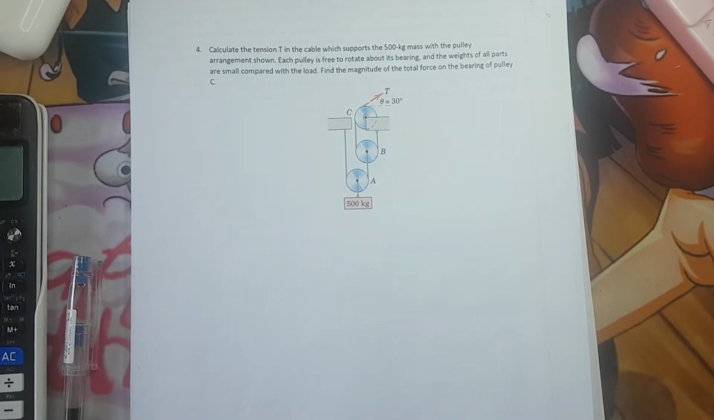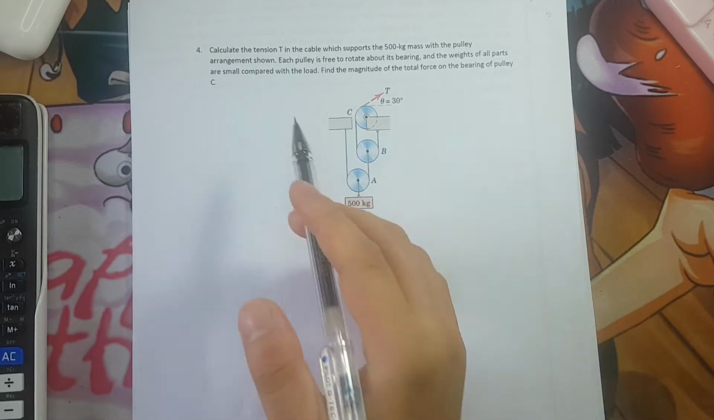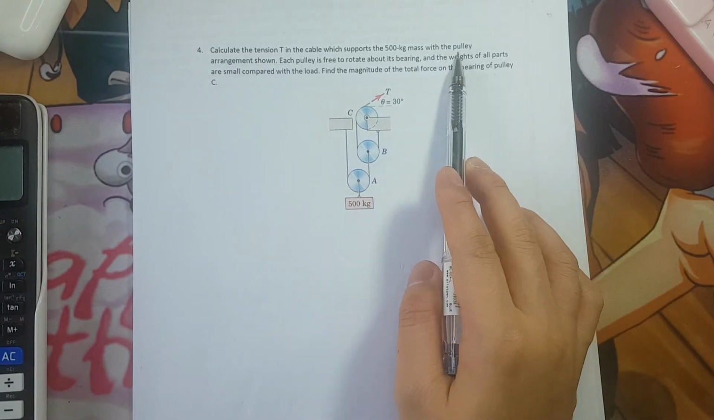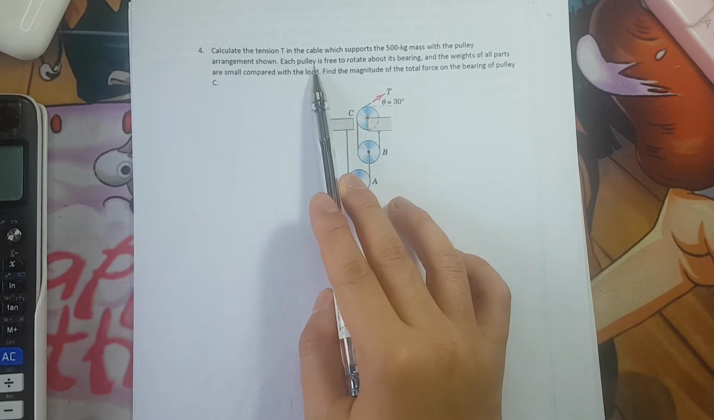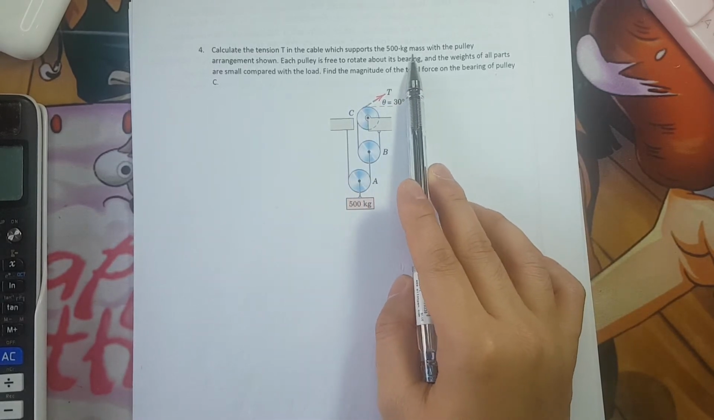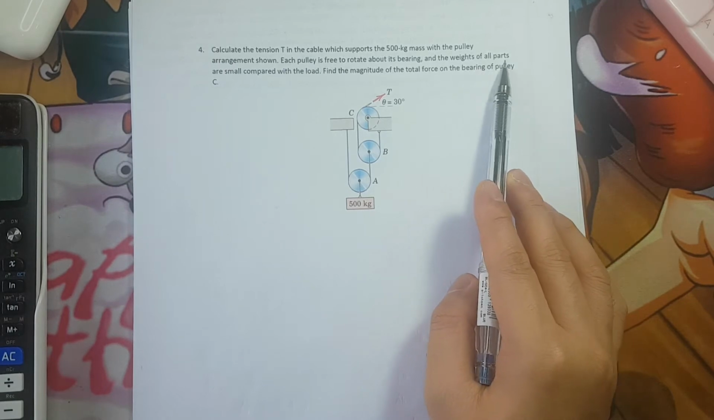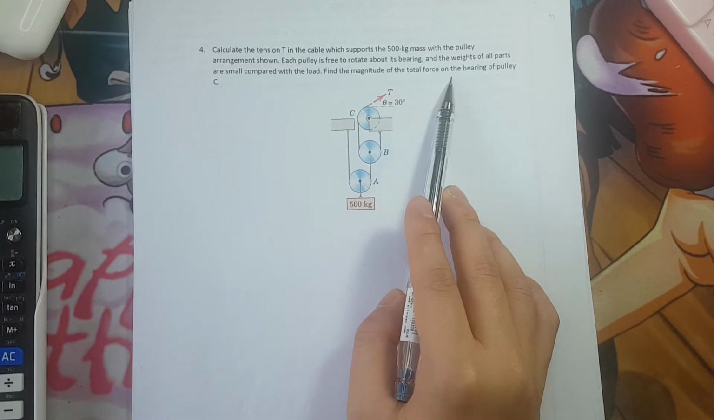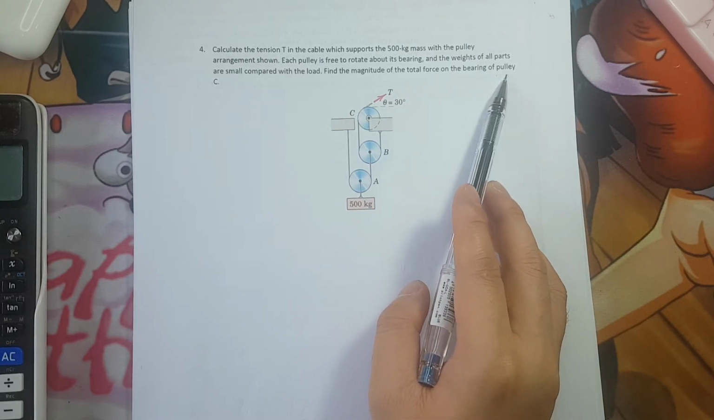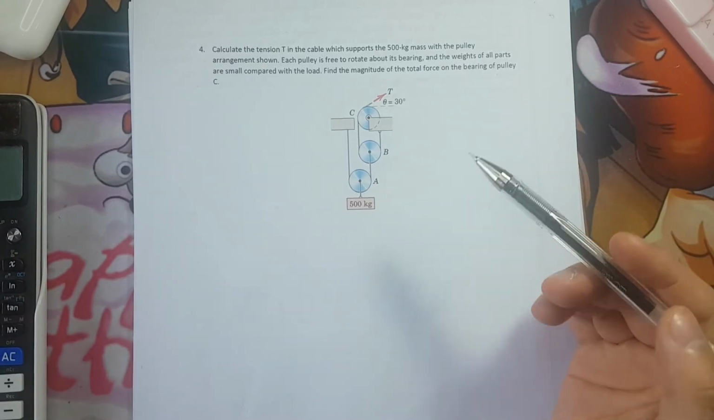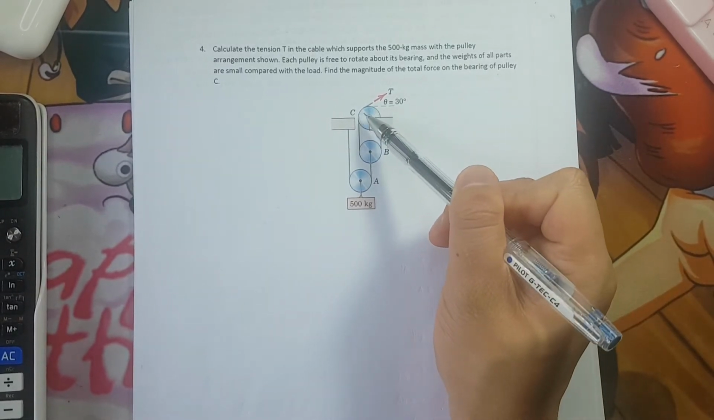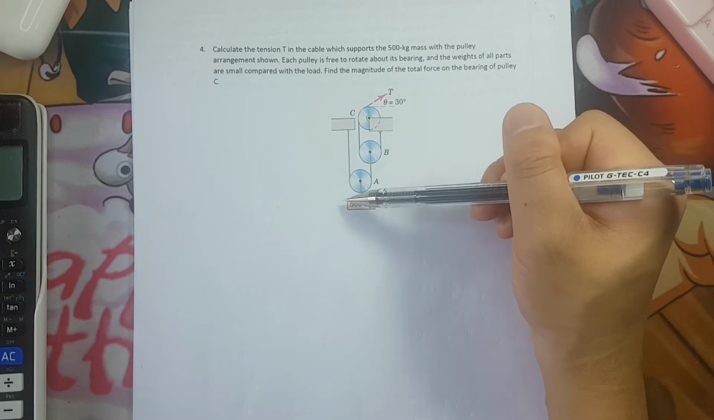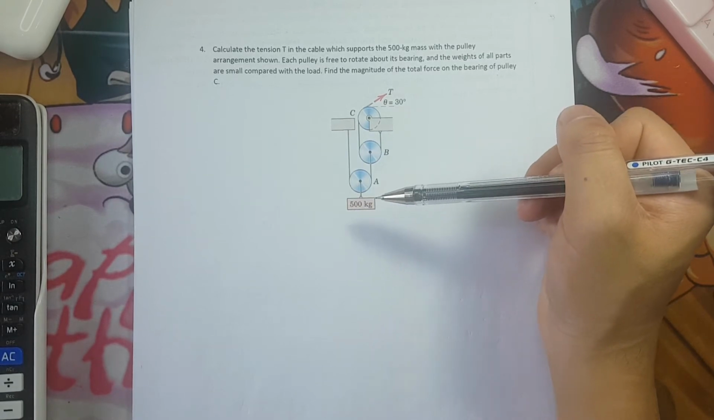Okay, so we have here problem number 4. Calculate the tension in the cable which supports the 500 kilogram mass with the pulley arrangement shown. Each pulley is free to rotate about its bearing, and the weights of all parts are small compared to that of the load. Find the magnitude of the total force on the bearing of the pulley at C. So we need to determine the tension here, or the weight being carried by this rope with respect to the 500 kilogram force.